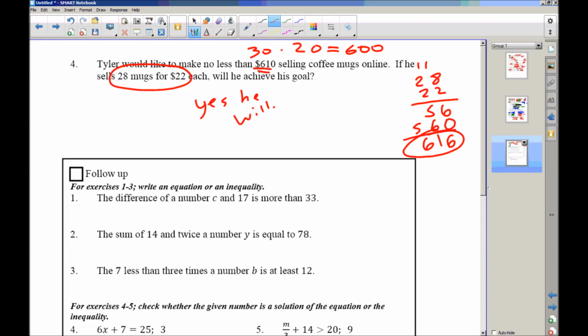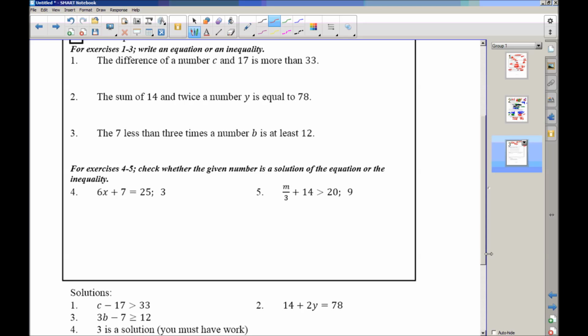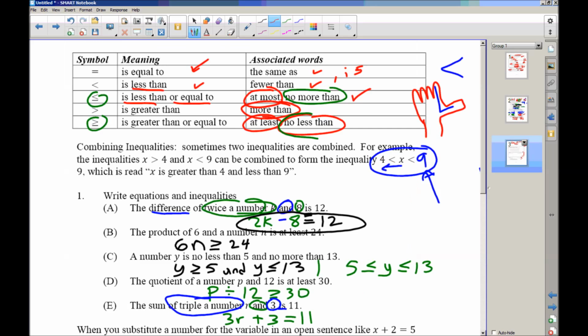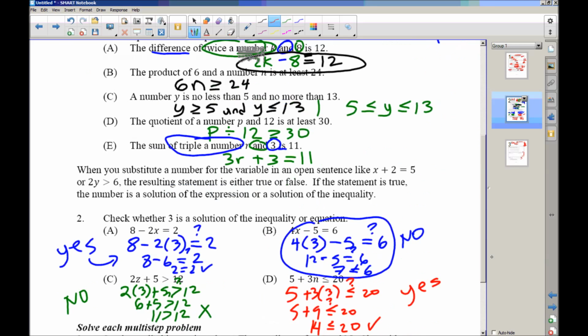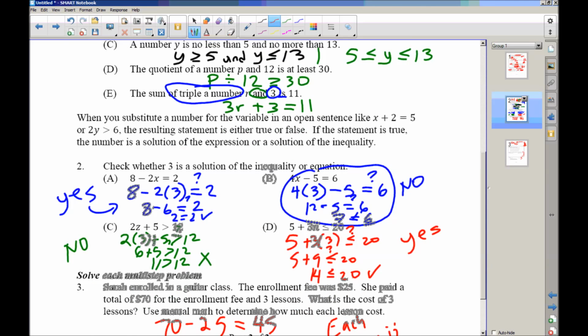All right. Okay, so you have a follow-up here, 5 questions. There's 2 sets of directions, so be careful. And notice down here, you must have work for this. So it has the answers down below, but for number 4 and 5, it says you must have the work. So if you're not sure what work I'm talking about, go back and look at number 2, parts A through D again, and see what I expect. Okay, I will be checking on it.